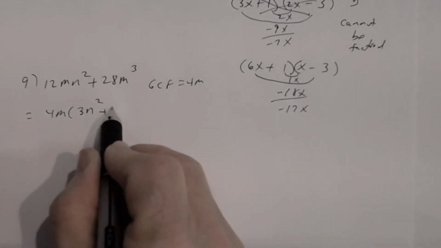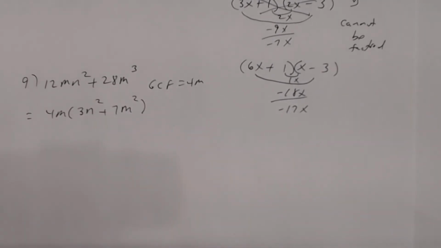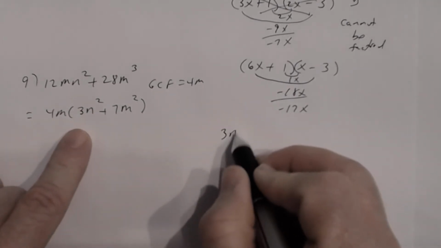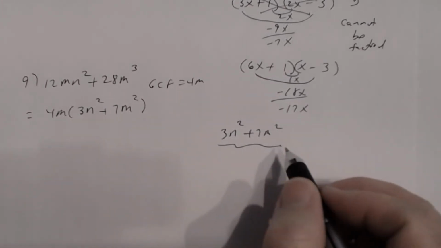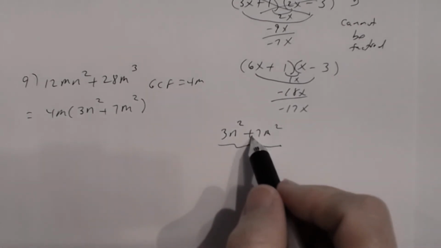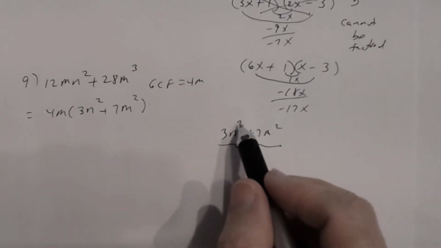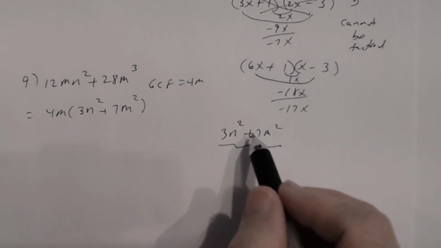Plus 4 times 7 is 28, and m times m squared is m cubed. Now if you look at this, the 3n squared plus 7m squared, can you do anything to this? You have two terms, and there's a plus sign here, so is it the sum of two squares or the sum of two cubes? It's obviously not the sum of two cubes, for one thing, because your exponents are not cubes. And it's not the sum of two squares either, because 3 is not a perfect square and 7 is not a perfect square.